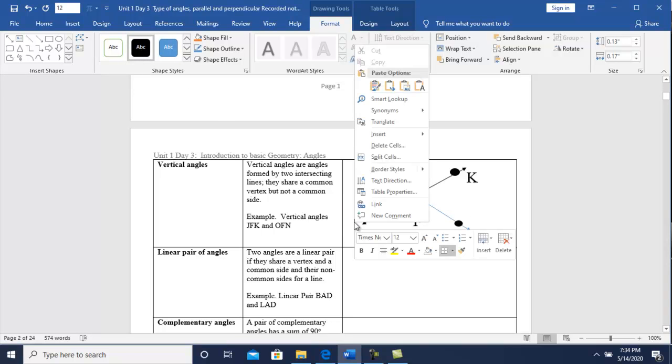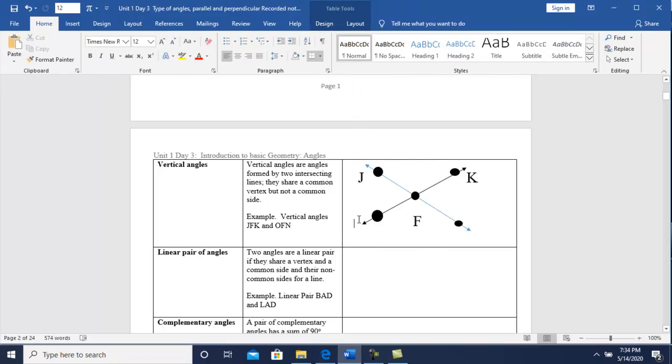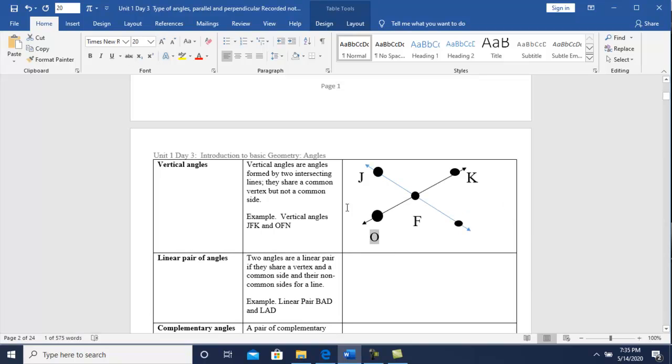So, our second angle, we're going to make this O, and we'll make that a little bigger. OF, and then the last one would be N over here. So I'm going to put N there. Okay. Now, the vertical angles are going to be JFK and OFN.